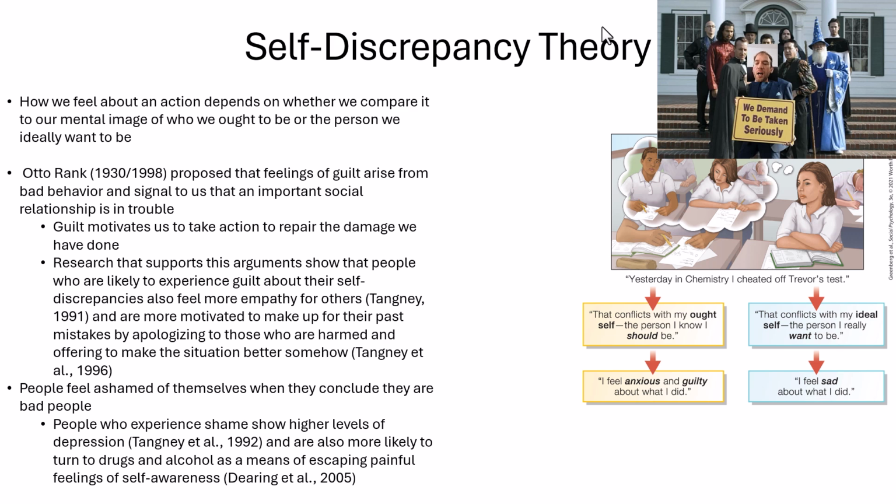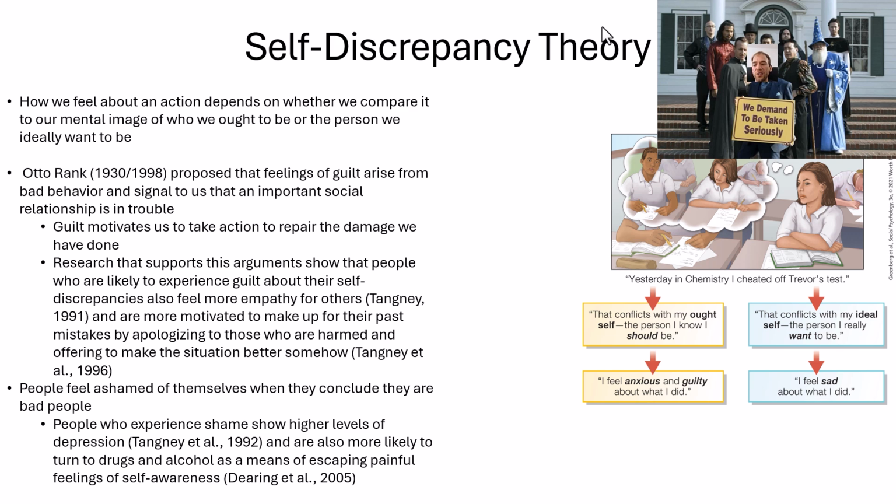Otto Rank proposed that feelings of guilt arise from bad behavior and signal to us that an important social relationship is in trouble. Guilt motivates us to take action to repair the damage we have done. Research which supports this argument shows that people who are likely to experience guilt about their self-discrepancies also feel more empathy and are more motivated to make up for their past mistakes by apologizing to those who are harmed and offering to make the situation better somehow, according to research from 1991 and 1996.